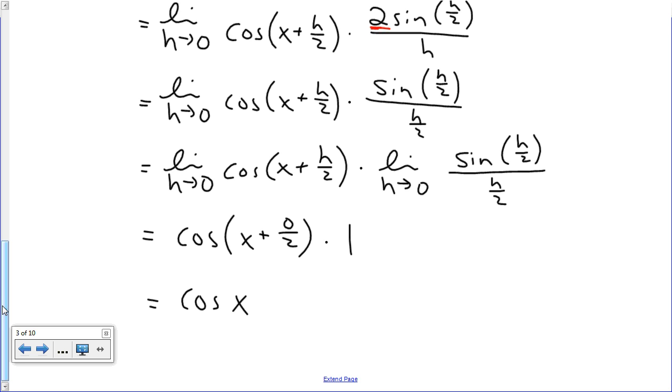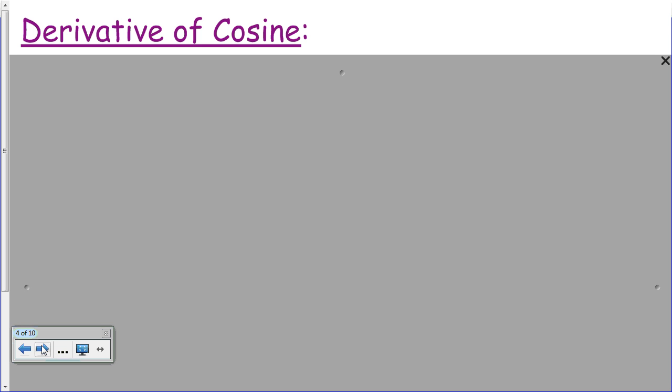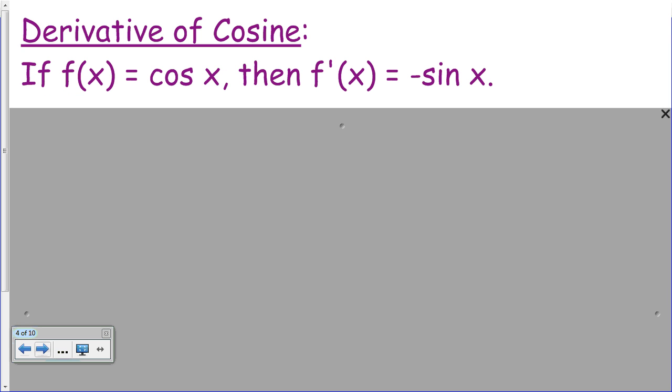All right. That's only half the work, though, of course, because I also need to prove that the derivative of cosine is equal to the opposite of sine. This says if f of x is equal to cosine of x, then f prime of x is equal to the opposite of sine of x. All right, and we're going to go through and prove this one.